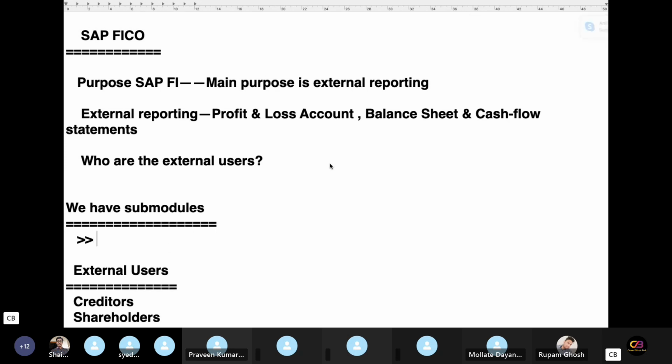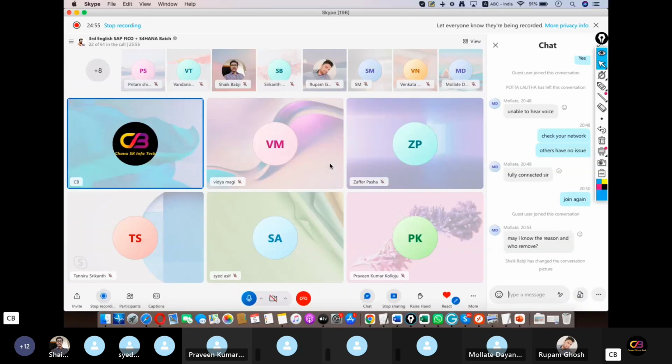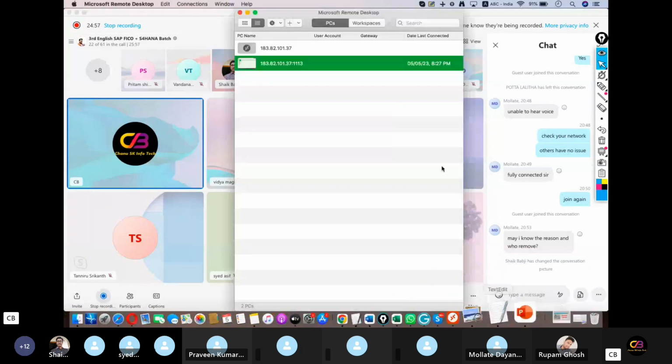What are the submodules we have in SAP FI? Tell me. I will show you directly in the system.